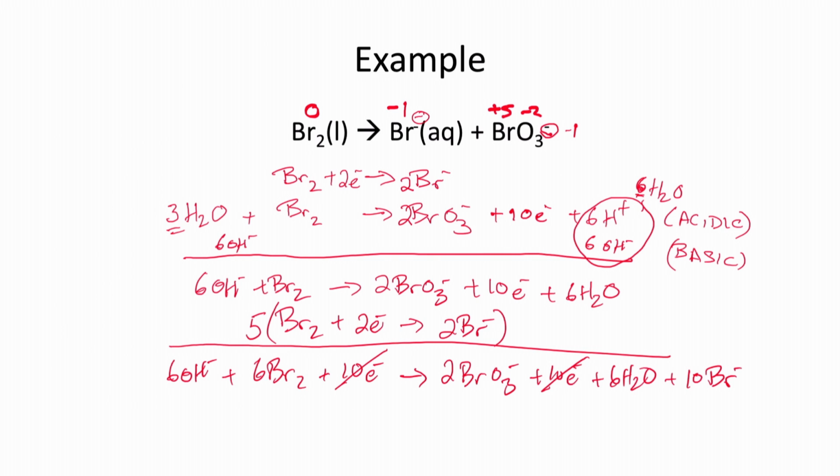And I can do something else. I can divide everything by 2 because everything is divisible by 2. So if I do that, I get 3 OH minus plus 3 Br2 yields BrO3 minus plus 3 H2O plus 5 Br minus. So there's my balanced redox reaction for the disproportionation of bromine to bromide and bromate.